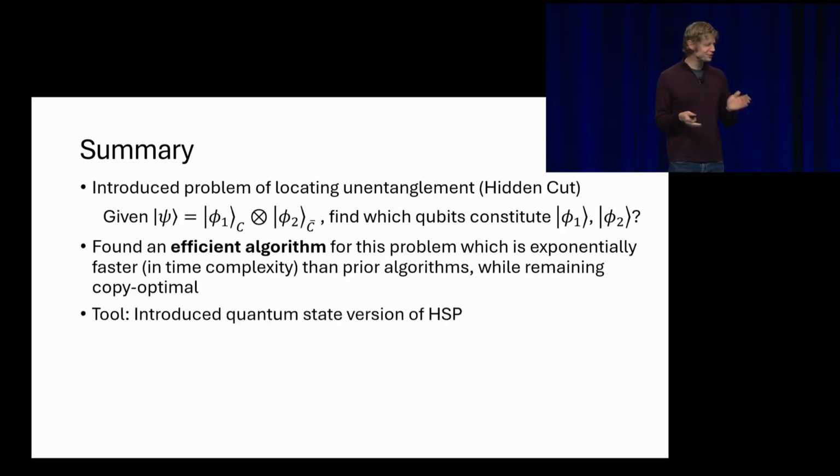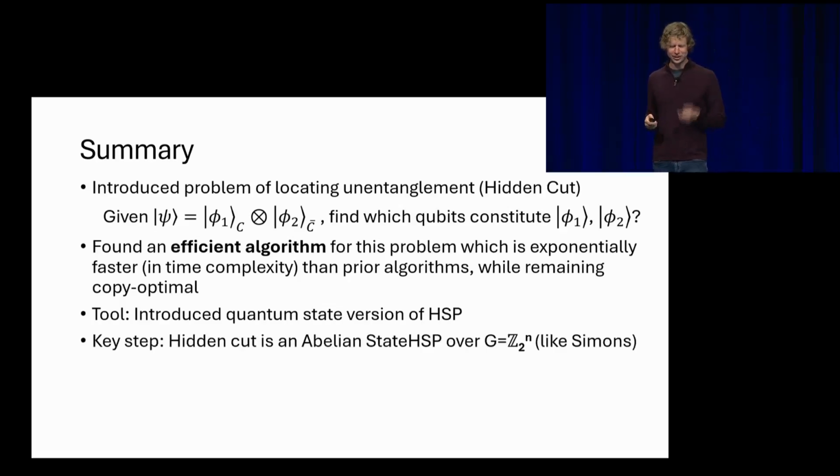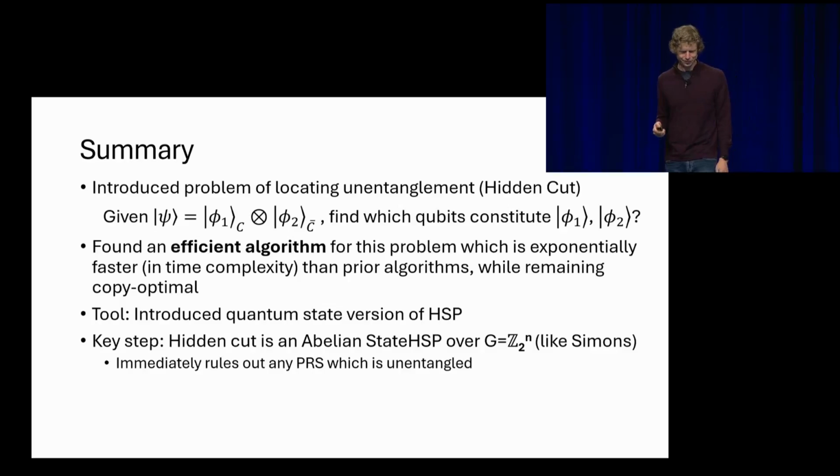And how did we do this? We introduced a quantum state version of the hidden subgroup problem, and we showed that it's actually in the Boolean version of this state hidden subgroup problem, and that's what makes it solvable by a variant of Simon's algorithm. And this immediately has some applications, say in quantum crypto. For example, we can rule out any pseudo-random quantum state that's unentangled, because if you have any unentangled state, our algorithm can just, in BQP, efficiently locate where it's unentangled. Okay, great. So I'll wrap up with a few open problems.